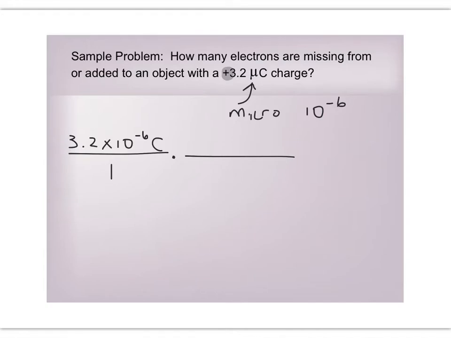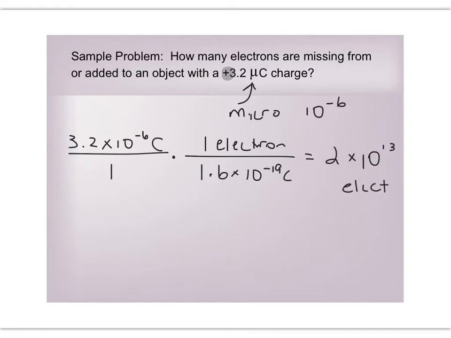And then we figured out that one electron has a charge of 1.6 times 10 to the negative 19 coulombs, and so that I can get a count. My count would be 2 times 10 to the 13th electrons. Notice I didn't really pay attention to the plus or minus sign yet, because I'm going to do that now. The fact that the overall object is positively charged means 2 times 10 to the 13th electrons were missing or were lost.